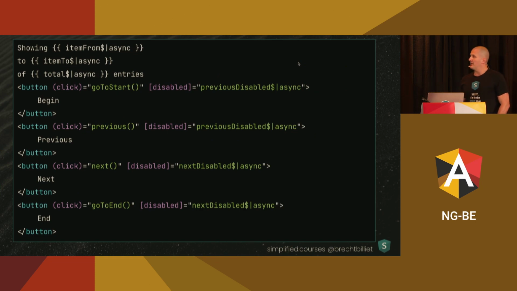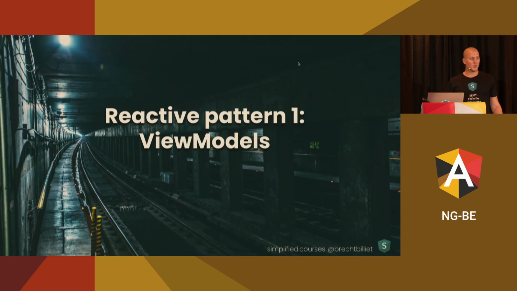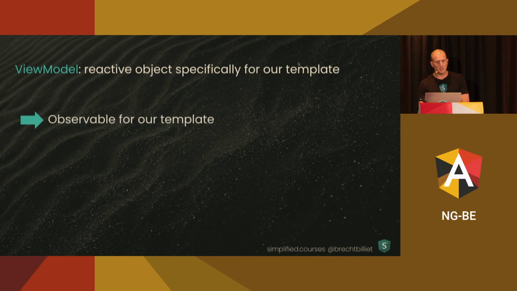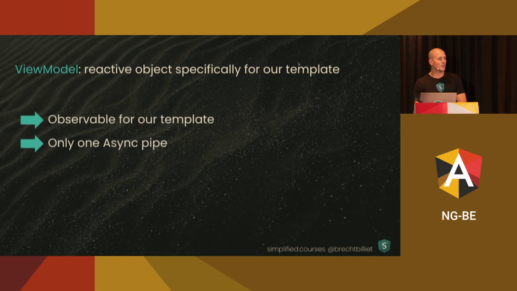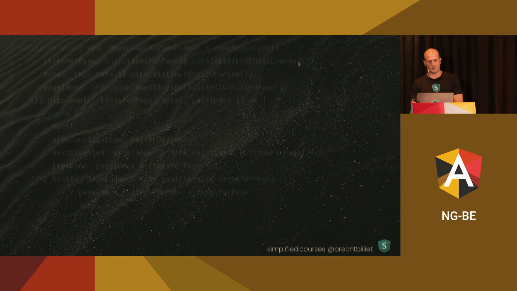So if we look at our template now, we have no more template logic, but we have 7 async pipes, which means we have 7 subscriptions. And that does not make me happy. So entering reactive pattern number 1, ViewModels. A ViewModel is a reactive object specifically for our template. We have an observable for our template, only 1 async pipe, meaning only 1 subscription, and all our properties have initial values.